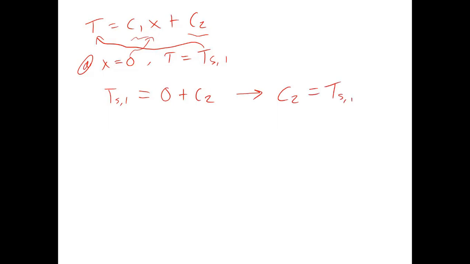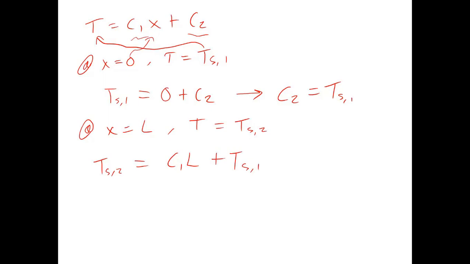TS1. Now we can substitute our next boundary condition at x is equal to L. Now we get T is equal to TS2, and we're going to substitute that in. So now TS2 is equal to C1 times x, and instead of using x, we're actually going to plug in L here, because x is equal to L under these conditions. So C1 times L plus C2 goes here, but we already know that C2 is equal to surface temperature 1.